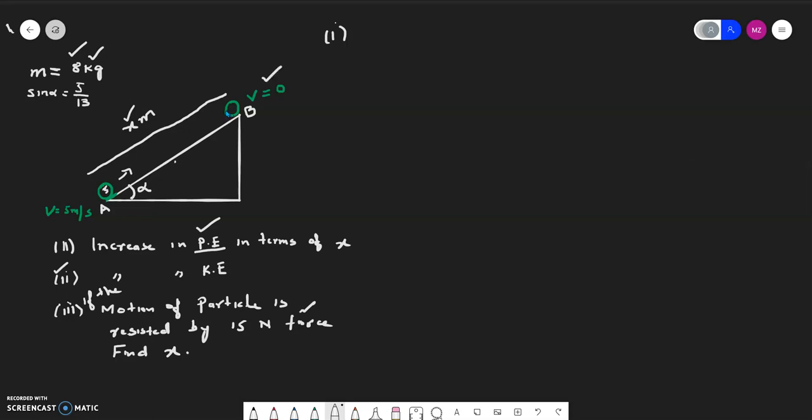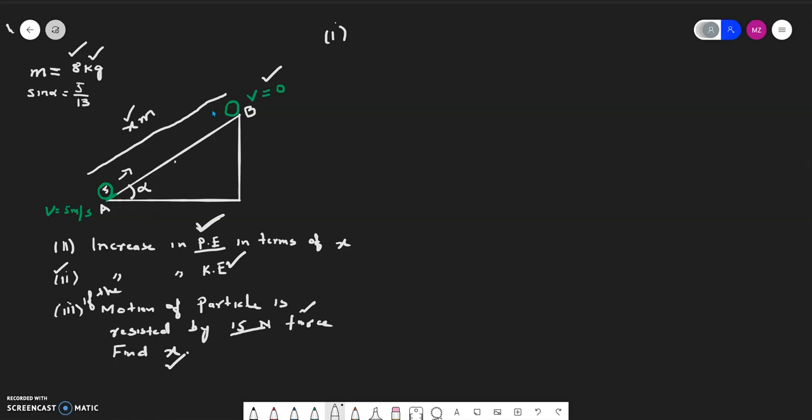We are asked to find the increase in the potential energy and the increase in the kinetic energy, and if the motion of the particle is resisted by a 15 Newton force, we need to find the value of x, that is the length of this inclined plane.